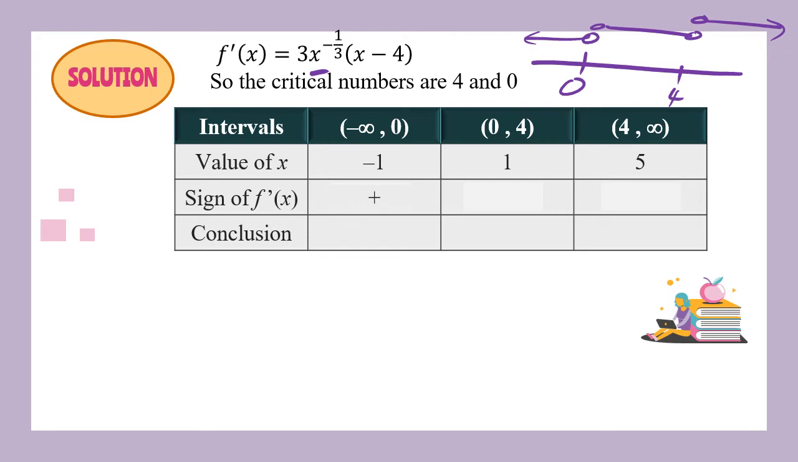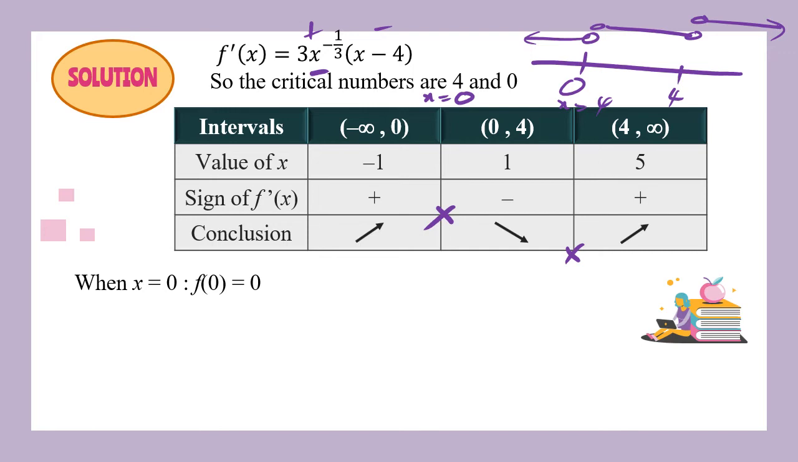So what is the sign? It will be positive. For the second interval, when we substitute the value, we get a positive and then a negative, so it will be negative. For the last one, we get positive and positive, so it will be positive. So the conclusion is increasing, decreasing, and increasing. So what are the extrema? For x equal to 0, it will be a maximum point, and for x equal to 4, it will be a minimum point.